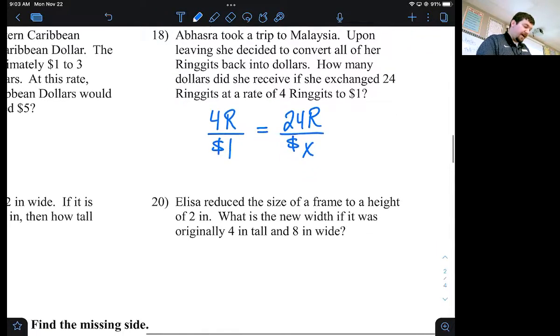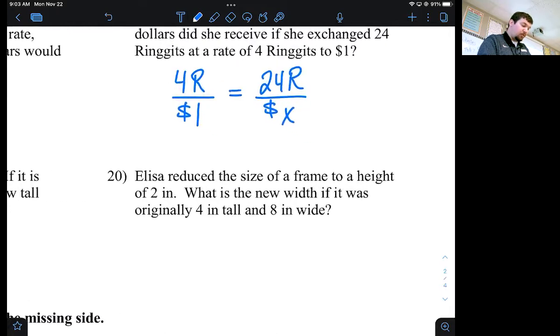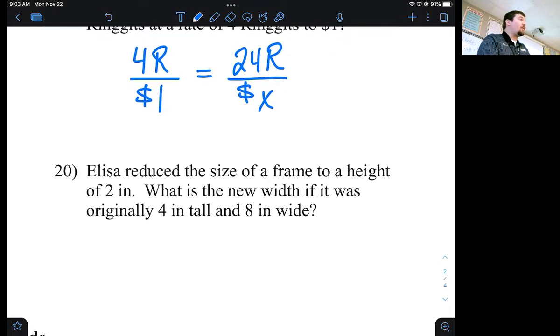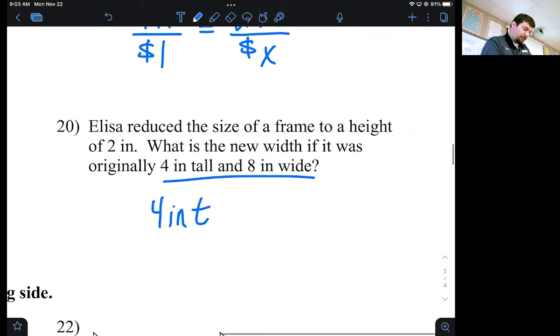Number 20, Eliza reduced the size of a frame to a height of 2 inches. What is the new width, if it was originally, here's your rate, 4 inches tall and 8 inches wide? So 4 inches, I'm going to use T for tall, over 8 inches. I'm going to use what for wide, do you think? Yeah, I'm practical, aren't I?